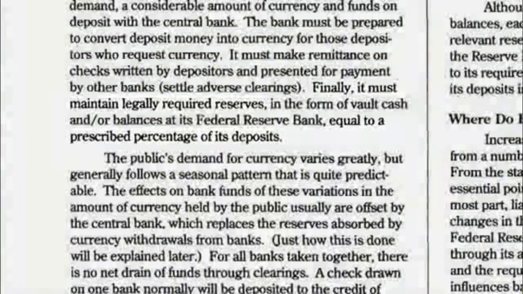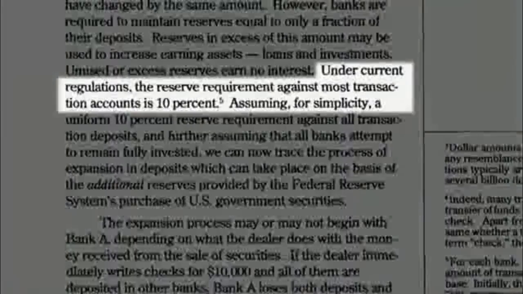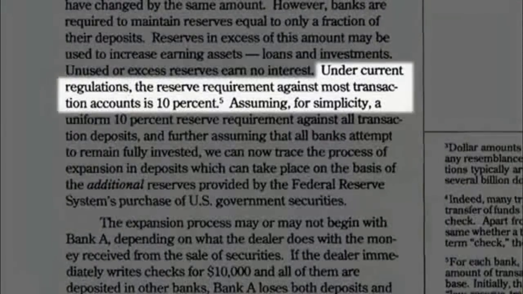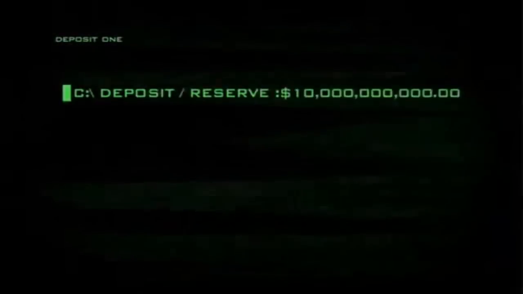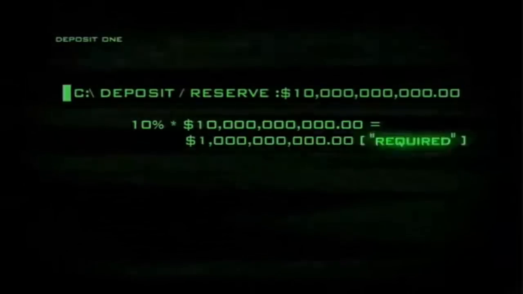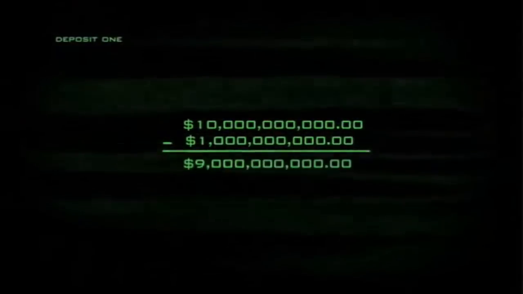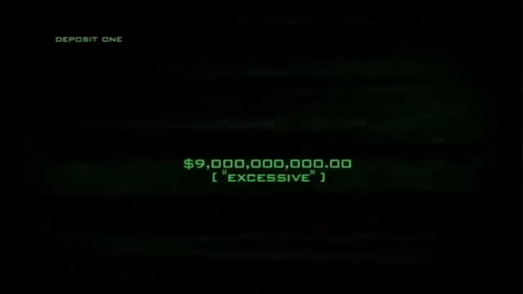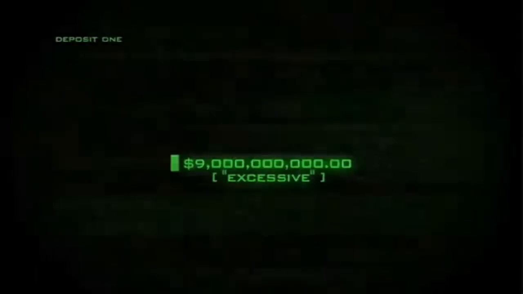It then quantifies this by stating, under current regulations, the reserve requirement against most transaction accounts is 10%. This means that with a $10 billion deposit, 10% or $1 billion is held as the required reserve, while the other $9 billion is considered an excess reserve and can be used as the basis for new loans.